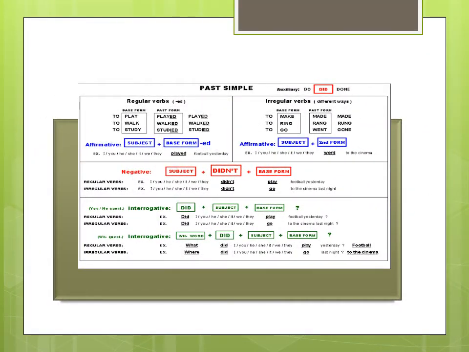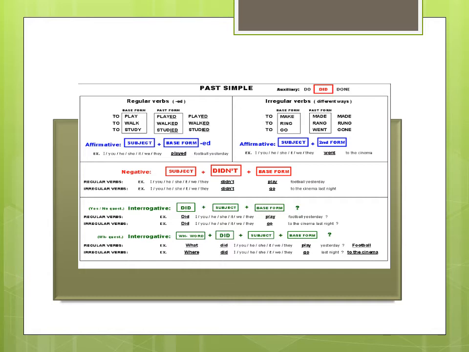Past simple tense, regular verbs and irregular verbs. In regular verbs we put ed or d, like to play, played, played. But in the irregular verb, like make, made, made. So this is the infinitive verb.